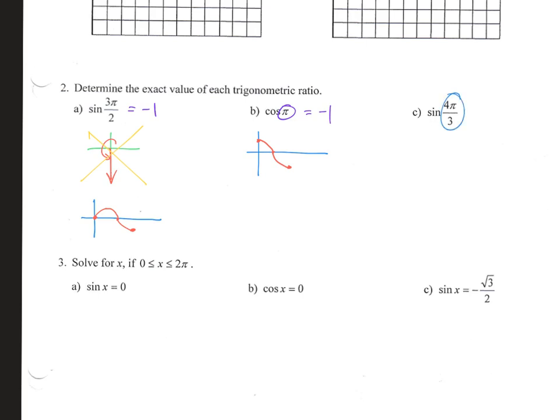4 pi by 3 is not a key value on my trig curve. It's not a max, a 0, or a min. It puts me somewhere in between. And if I do get somewhere in between, then what I'm going to focus in on is using rotation angles. I know that I would have to rotate here, which would give me a pi by 3 related acute angle. So construct your triangle: negative root 3, negative 1, 2.